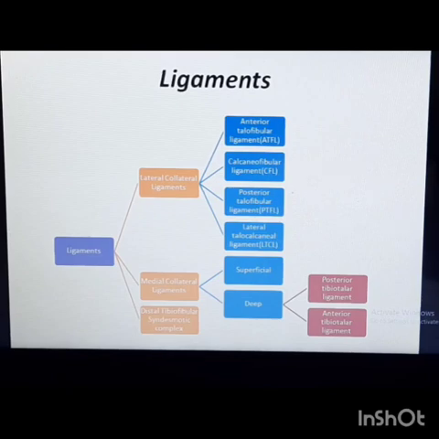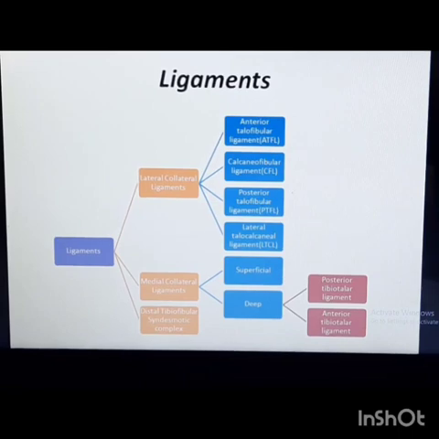Ligaments. These are the most important structures that connect the bones and keep the bones and the joint in their proper position and shape. Basically, the ligaments surrounding the ankle joint are of three types: medial collateral ligament, lateral collateral ligament, and distal tibiofibular syndesmosis complex. Our primary concern will be the lateral collateral ligament.